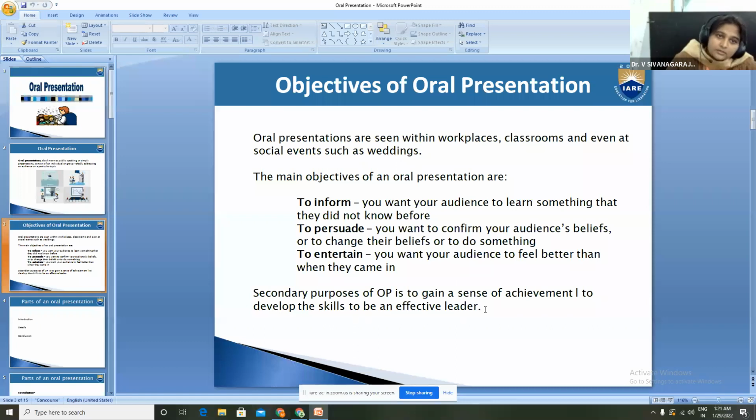Now we will see what is the aim of oral presentation. When we are presenting something, when we are asked to present a topic, when we are asked to speak on a topic, what is the necessity to speak on a particular topic, and why were we asked? So the main objective of it, and we have faced whenever we go, we see that we have to speak.